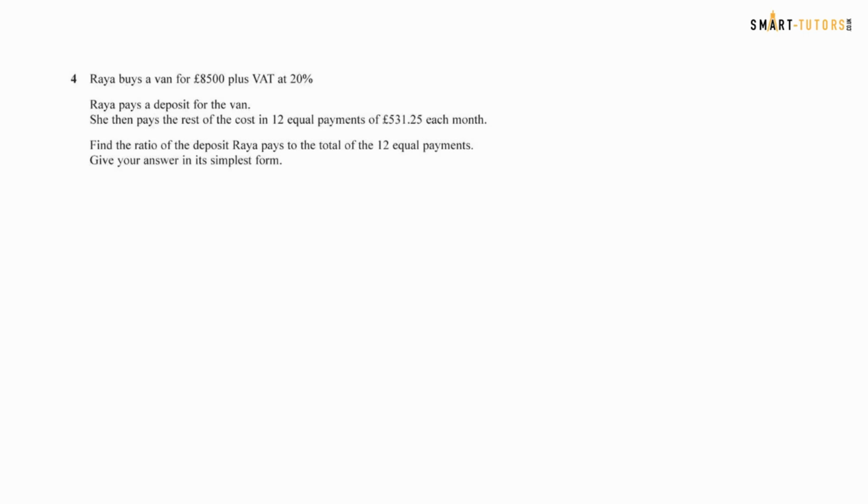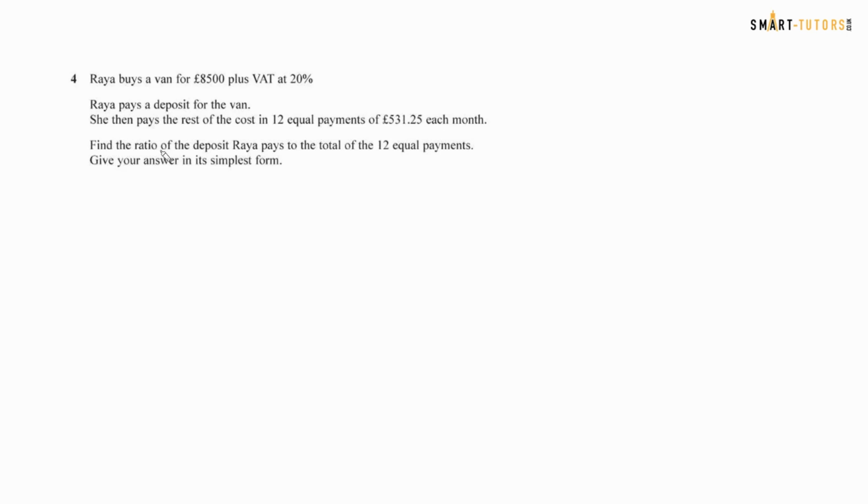Question 4. Raya buys a van for £8,500 plus VAT at 20%. Raya pays a deposit for the van. She then pays the rest of the cost in 12 equal payments of £531.25 each month. Find the ratio of the deposit Raya pays to the total of the 12 equal payments. Give your answer in its simplest form.